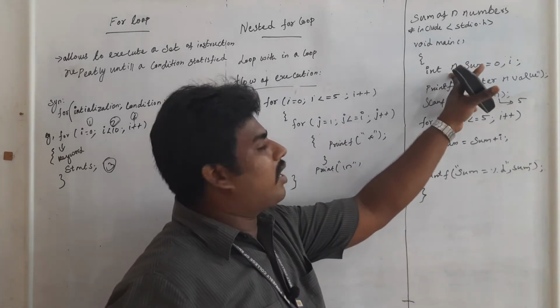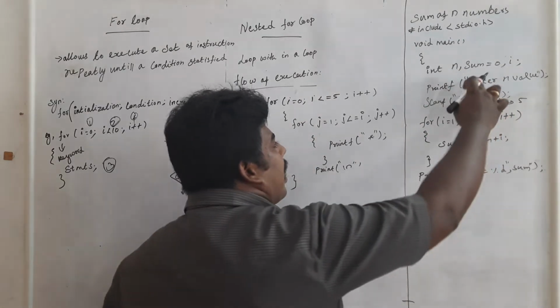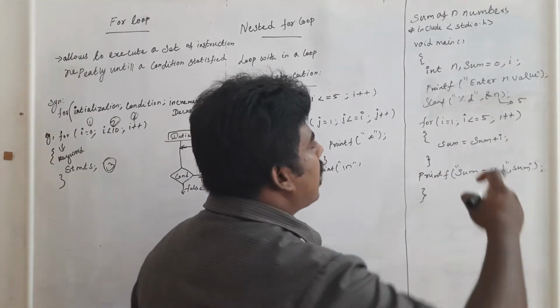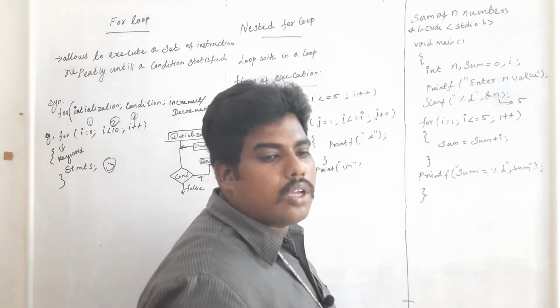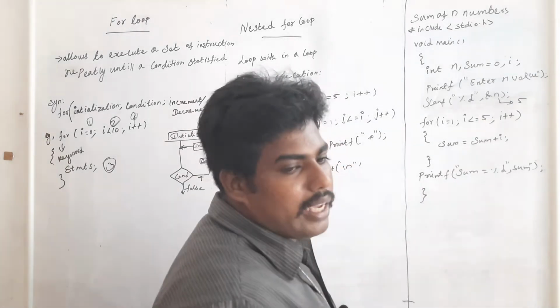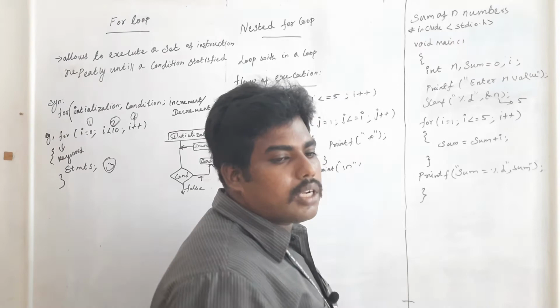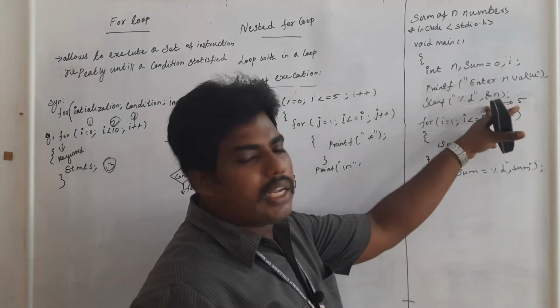First, I declare the n value, for getting the n number. Then I am going to add the sum of the series, so I am declaring sum equal to 0. Any number added with 0 stays the same. Then I am declaring the variable i. printf: enter the value. I am getting the n value.